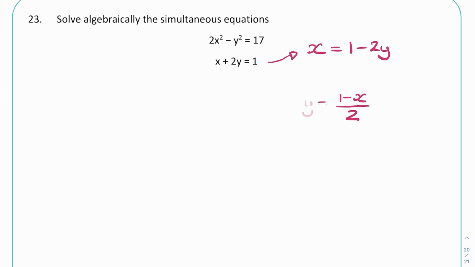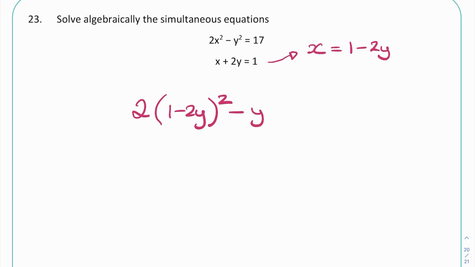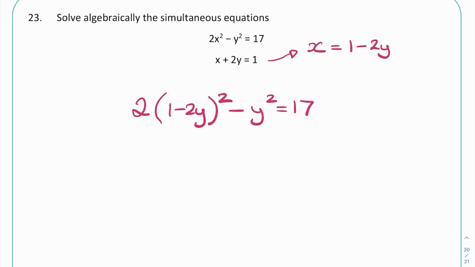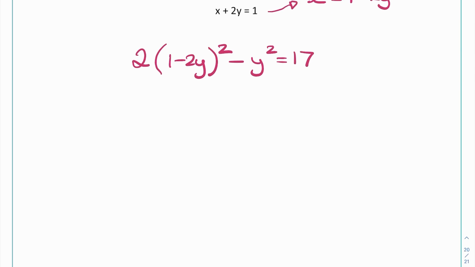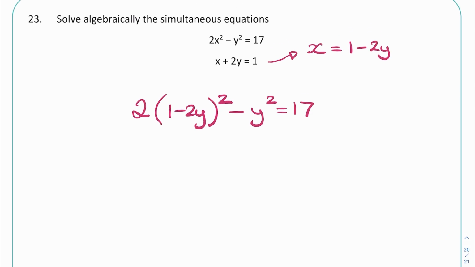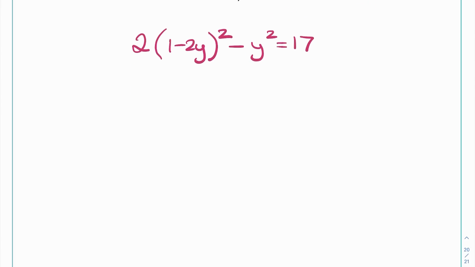So I'm going to get rid of all of these. I'm going to sub x in place of x. So 1 minus 2y is going to go where x is. So I've got 2 lots of 1 minus 2y, that's being squared, then minus y squared is equal to 17. That's now eliminated any x's from the equation. I just need to expand and simplify all of this really carefully, make it equal 0, factorise and solve it. Obviously a lot of steps, but this is a quadratic simultaneous equation.